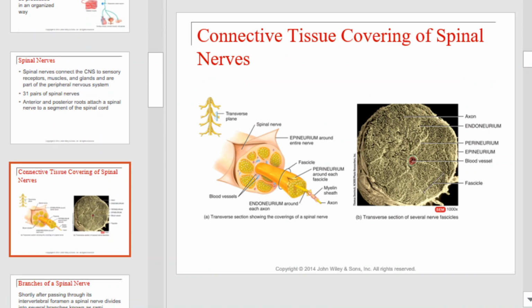The connective tissue covering of a spinal nerve is illustrated here. Be sure to note each. We have the epineurium, perineurium, and endoneurium.